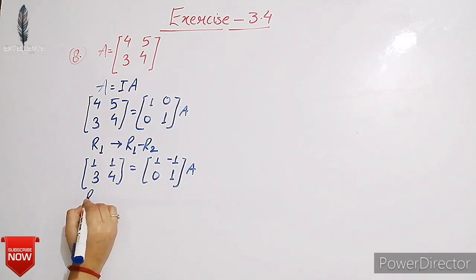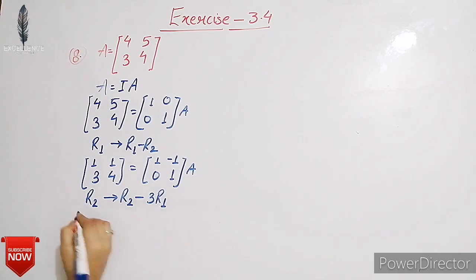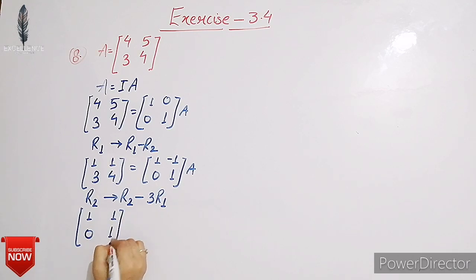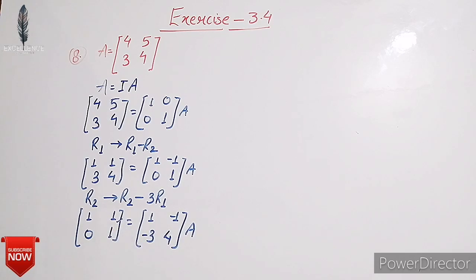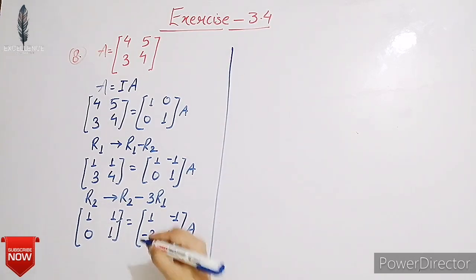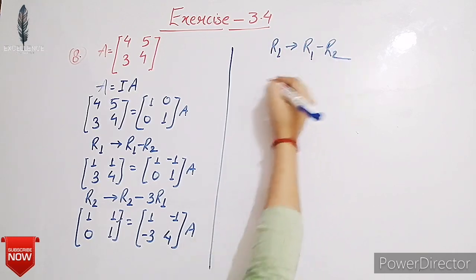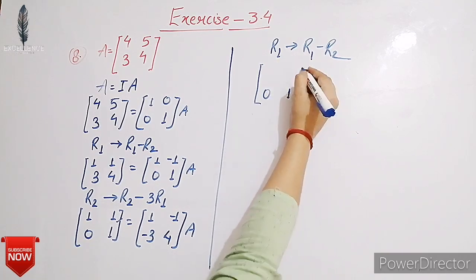Now, R2 is such that R2 minus 3R1, then it becomes 1, 1, R1 is same and R2 becomes 0 and it is 1 is equals to 1 minus 1 is same and R2 becomes minus 3 and it is 4 A. Now we have to convert it 1 into 0. So changes R1, then R1 is such that R1 minus R2. Then we get the required identity matrix, that is 1, 0, 0, 1.